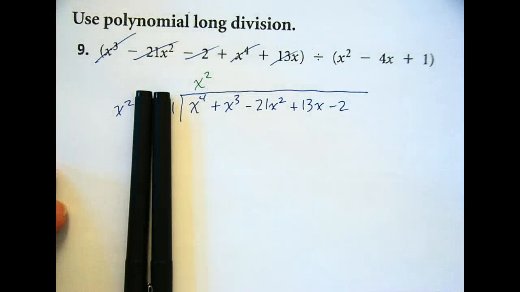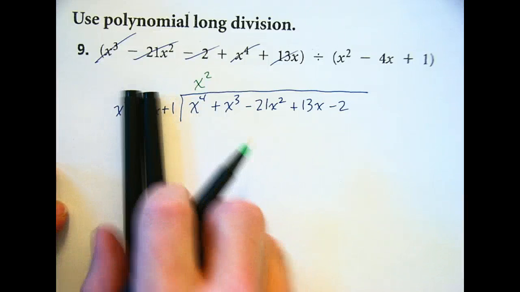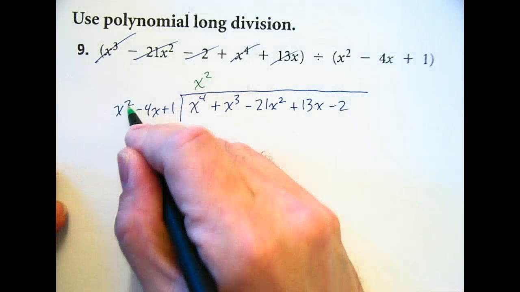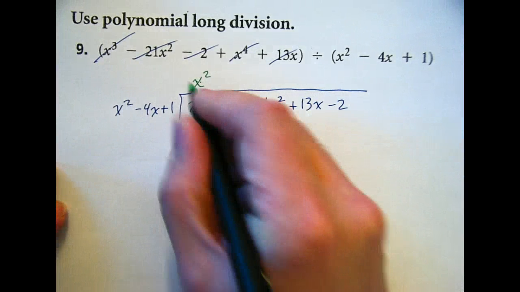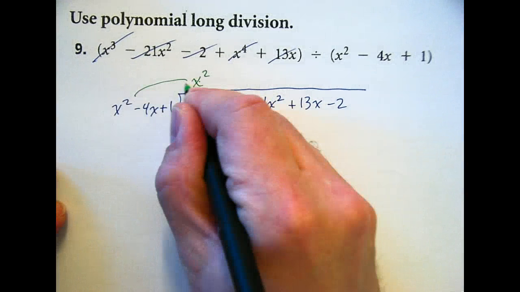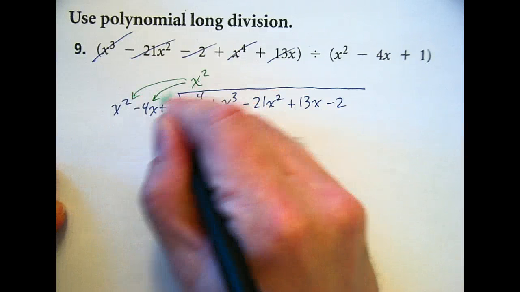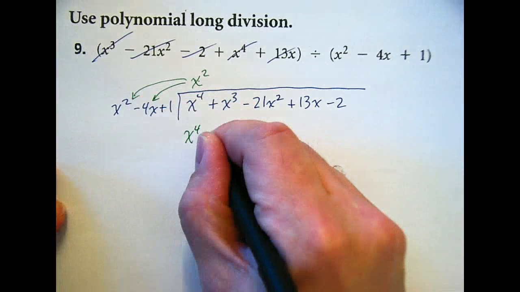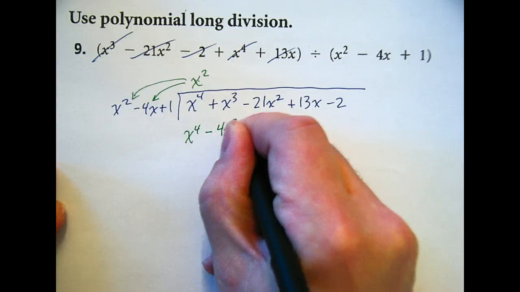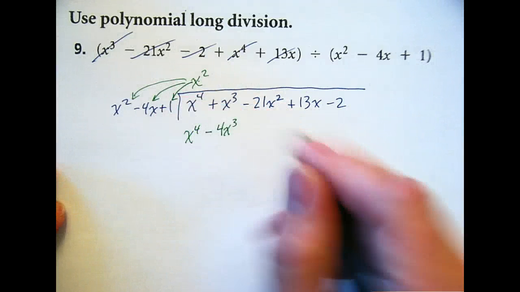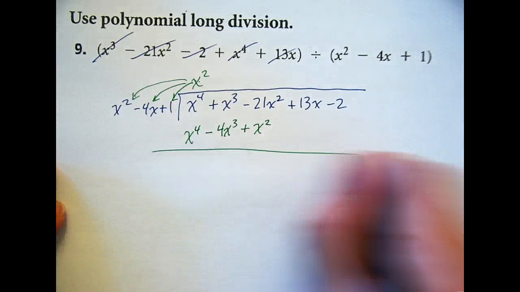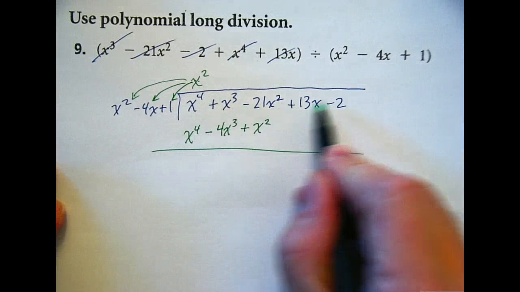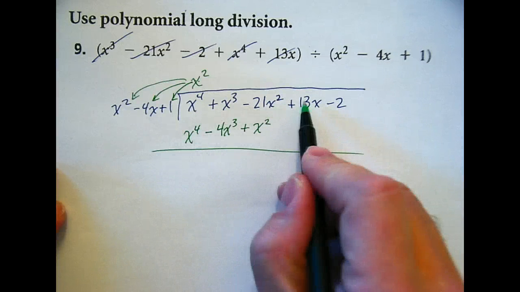And then from there, we multiply. X squared times x squared is x to the fourth. So times that, and then times this. X squared times negative 4x is negative 4x cubed. And x squared times 1 is x squared. That's why we have to have place value holders up here if they don't give us one of these degrees, because then they wouldn't line up.